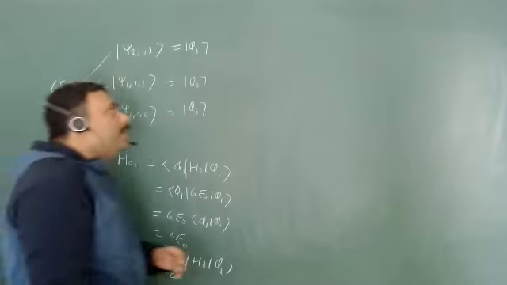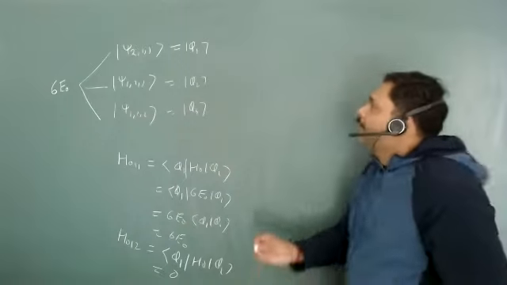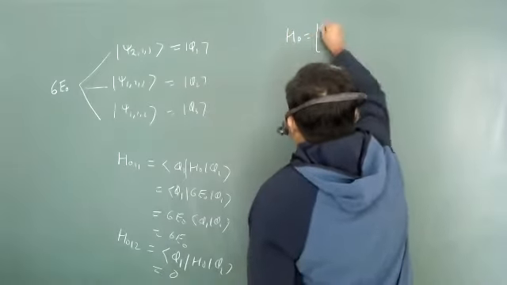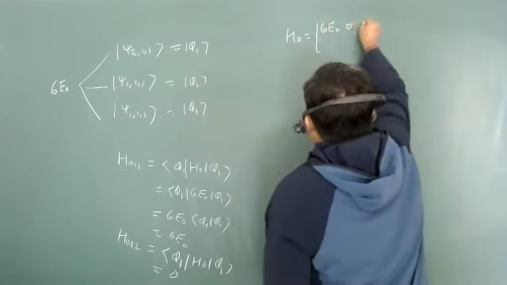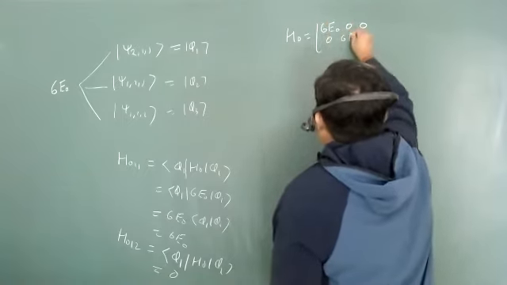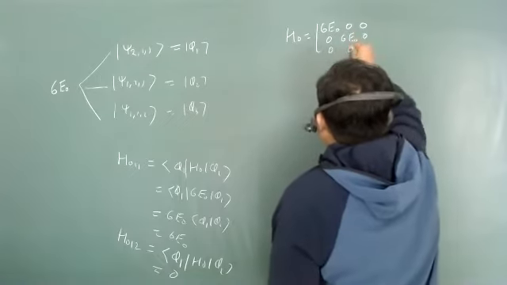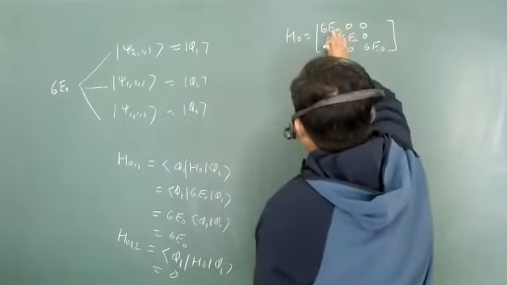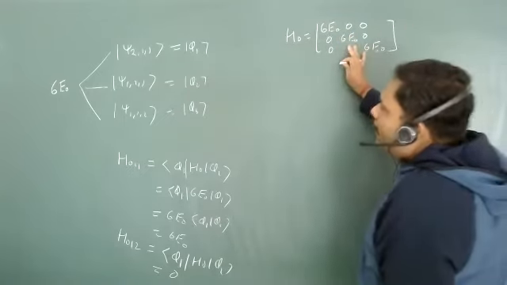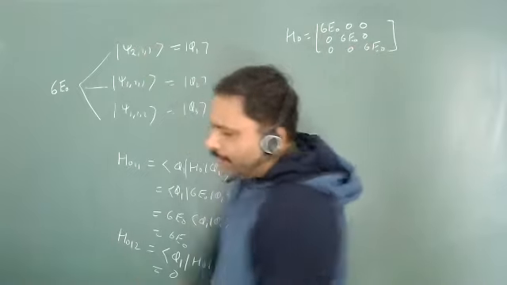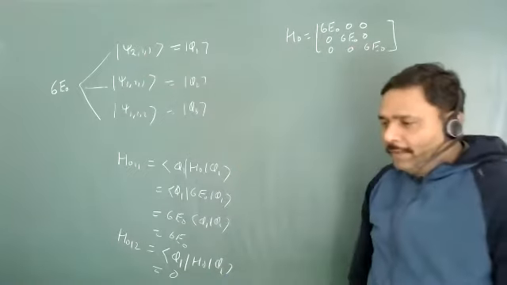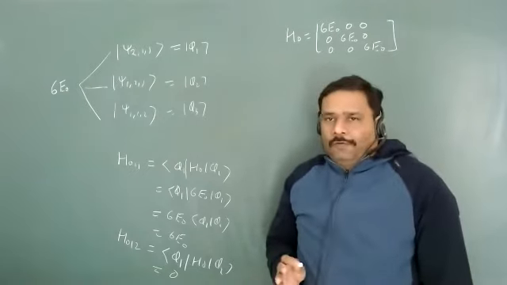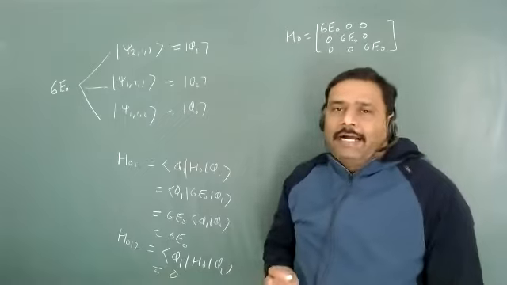So can I write this particular thing in a very confident way that my H naught is 6 E naught 0 0, 0 6 E naught 0, 0 0 6 E naught. This is my H naught in a diagonal form in a basis of energy eigenfunction. Are you people comfortable up to this? Yes, sir.